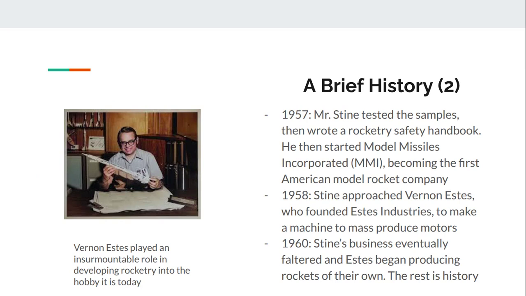This machine, they nicknamed it, I forgot what they nicknamed it. It was on the Wikipedia page that I used to cite all this information. But the whole thing with that machine is it produced model rockets really fast, really efficiently, way faster than Stein ever needed. His business eventually faltered, and Estes began producing rockets of their own. And the rest is kind of history. There's a lot more that happened. I mean, high power rocketry started to get big.